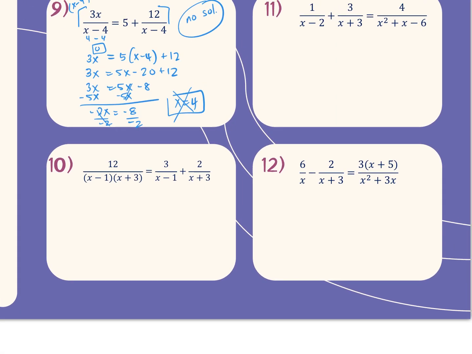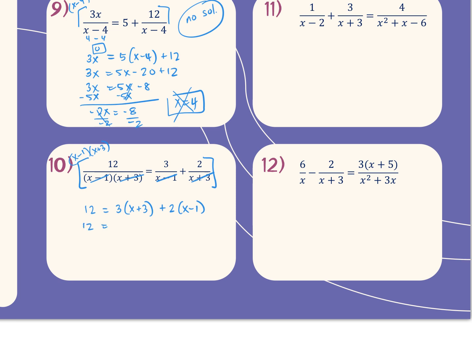So we keep going. I go to this last, or number 10 here, and I see that my least common denominator is x minus 1 times x plus 3. And so again, I'm going to multiply this first term by it. Both are going to cancel, so 12 is just going to be left alone. When I go to the 3 over x minus 1, I know that x minus 1 is going to cancel, which is going to leave me with 3 times x plus 3. And when I go to the 2 over x plus 3, the x plus 3 cancels, leaving me with 2 times x minus 1. So all my denominators are gone.